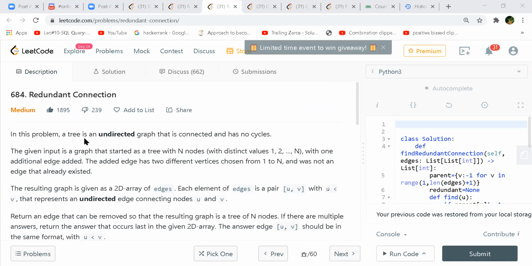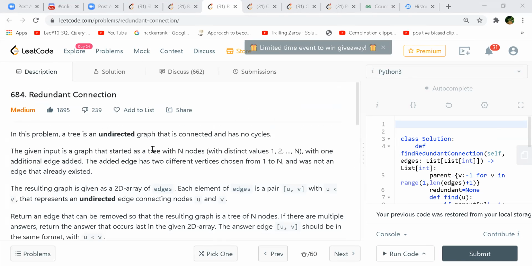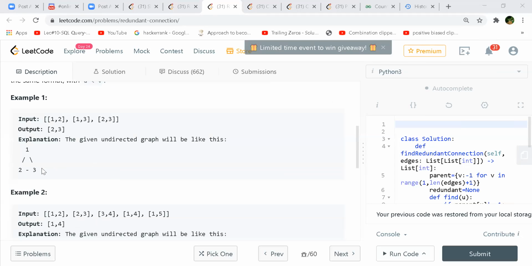So this problem is redundant connection. Okay, let's start here. An undirected graph is given that is connected and has no cycles, and the given input is a graph with n nodes with one additional edge. The added edge has two different vertices from 1 to n, and was not an edge that already existed. There's a 2D array of edges given in the form of u and v, an undirected edge. You have to return an edge that can be removed so that the resulting graph is a tree of n nodes, and if there are multiple answers, return any one of them. So you have to basically make this a tree.